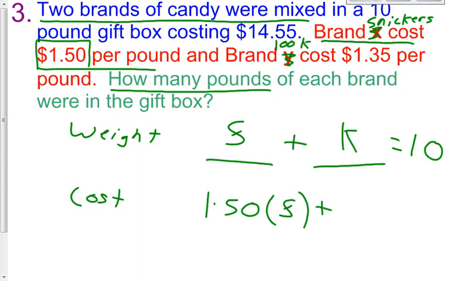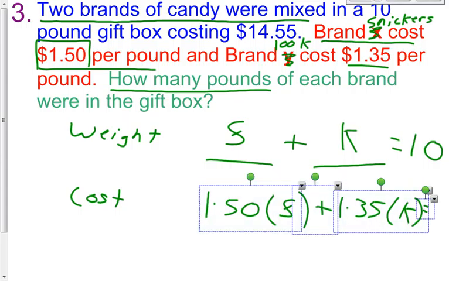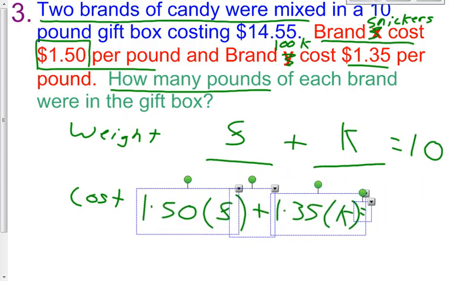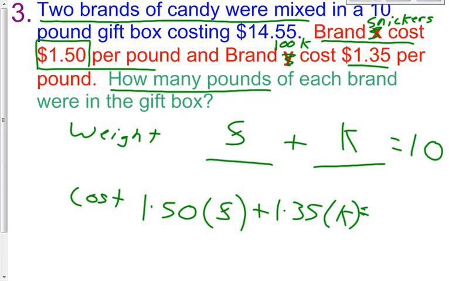The same rationale is true of the 100 Grand. If you get me a pound of 100 Grand, it costs you $1.35. If you get me 2, you multiply by 1.35, 3, and so on and so forth. So it's going to be 1.35 multiplied by K. That equals our total, and I should really move this over a little bit so that we have more room. That equals our total, which this gift box costs $14.55.